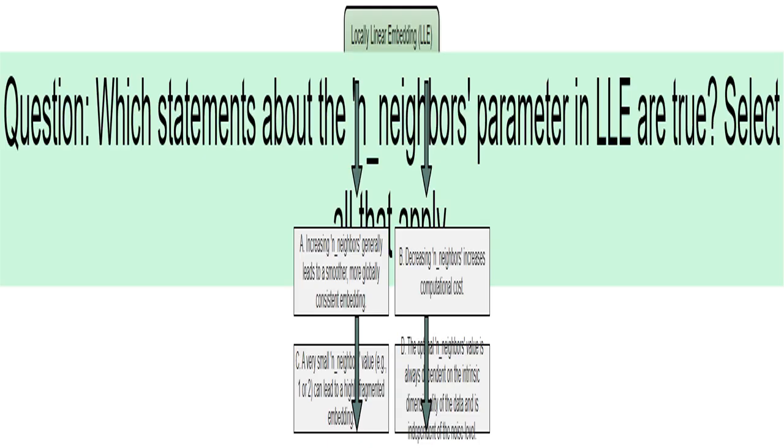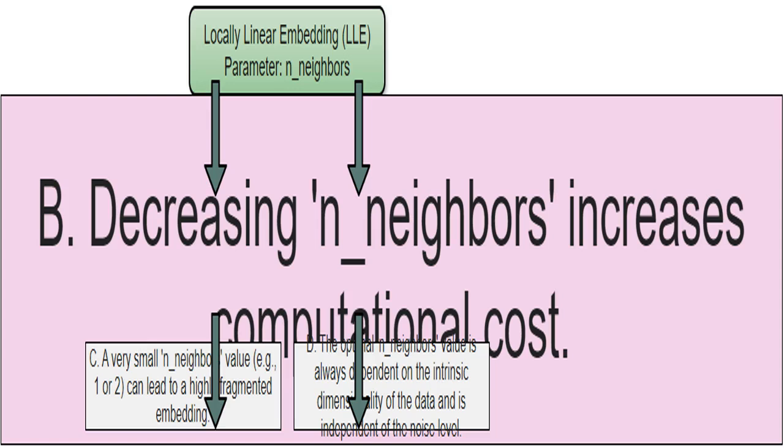This question focuses on the impact of the _neighbors parameter, which controls how many nearby data points LLE uses to reconstruct each data point. I'll examine each statement to determine its truthfulness. It tests my understanding of LLE, a dimensionality reduction technique. This is false. I found that the opposite is true.